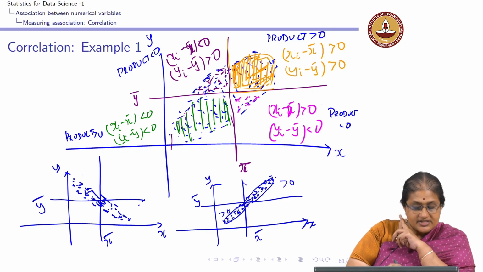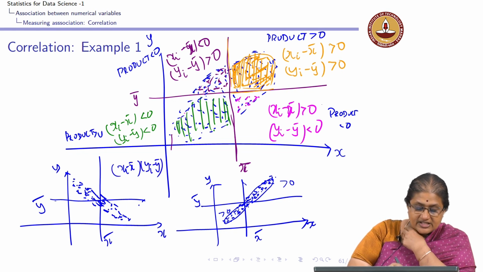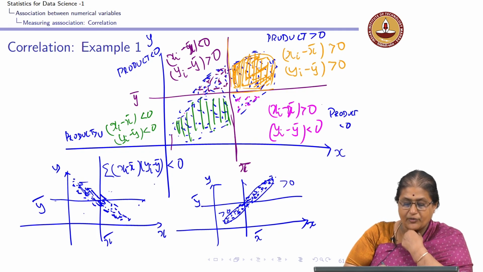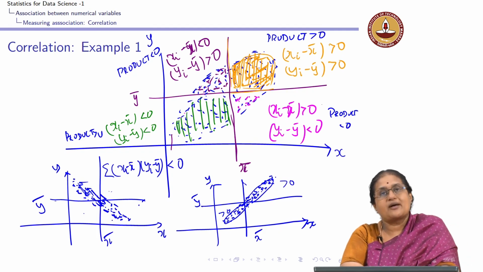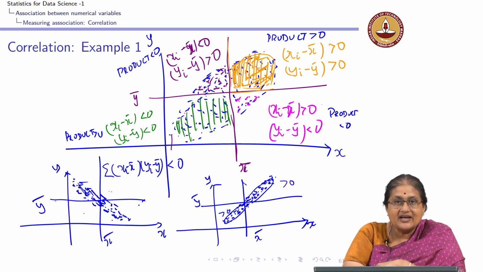So, what we notice here is the product of the deviations, xi minus x bar times yi minus y bar, in this portion is less than 0, and in this portion is also less than 0. I do not have any points in these two areas. So, the summation over all my data points, the total sum of my product of deviations, is going to be less than 0, and this results in a negative covariance measure.